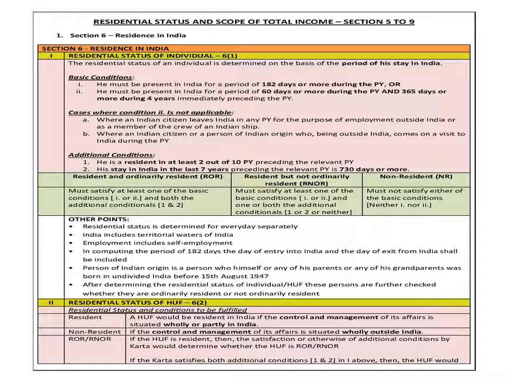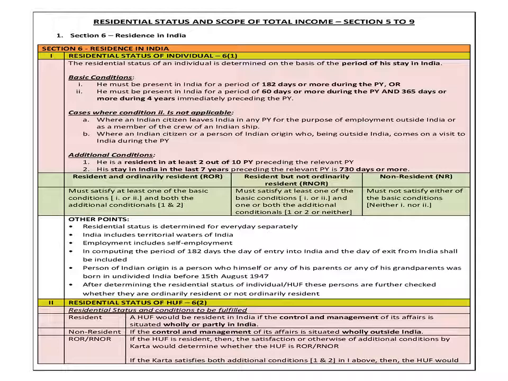Next we are moving to additional conditions. First additional condition: he is a resident in at least 2 out of 10 previous years preceding the relevant previous year. Second additional condition: his stay in India in the last 7 years preceding the relevant previous year is 730 days or more.